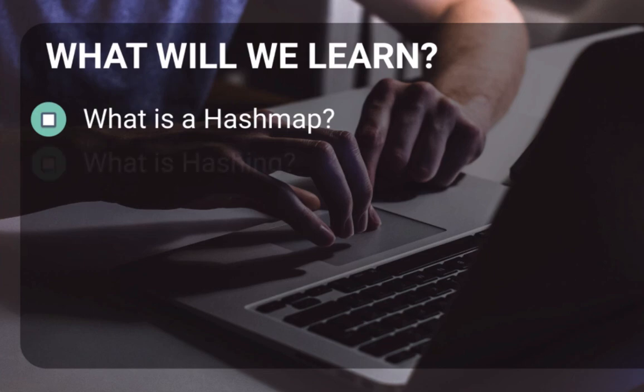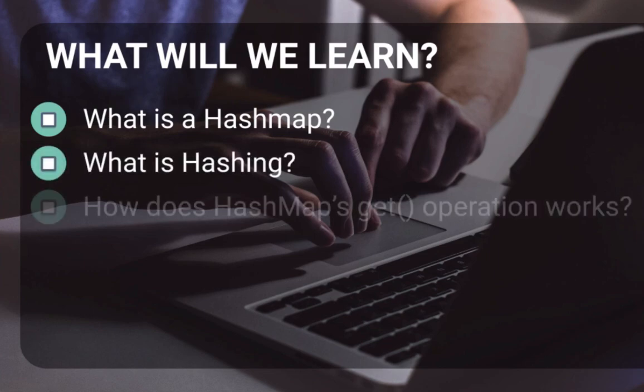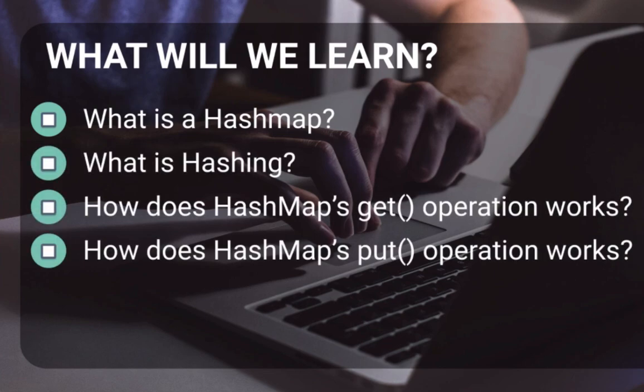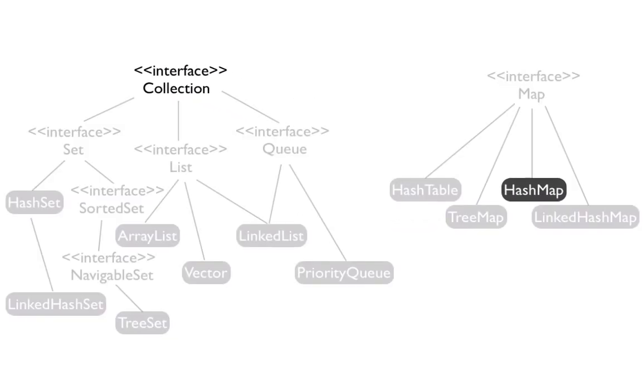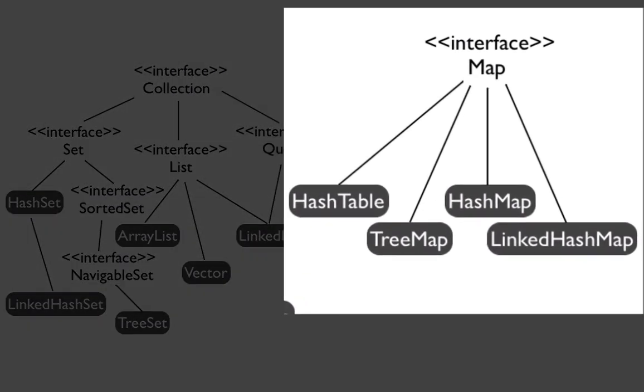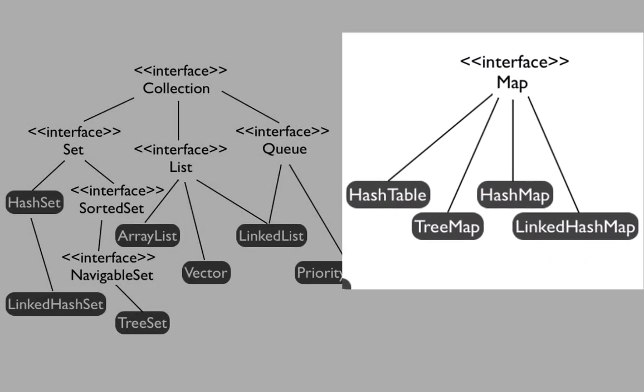We'll learn what is HashMap in Java, what is hashing, and how does HashMap's get and put operation works. HashMap is part of Java's collection framework since its inception in Java 1.2. Although it's part of Java's collection framework, it doesn't actually implement the collection interface. The HashMap is the implementing class of map interface, along with HashMap, concurrent HashMap, hashtable, linked HashMap, tree map, etc.